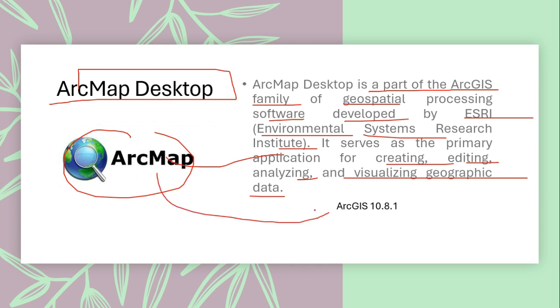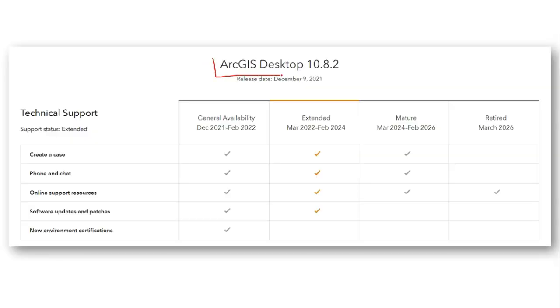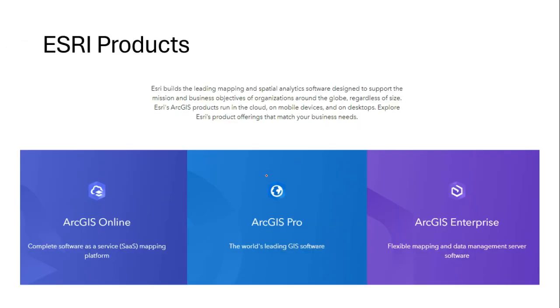The current version of ArcMap is ArcGIS 10.8.1, and ArcGIS Desktop is going to be retired soon; currently we are in its mature phase of retiring. In the mature phase you will get technical support, you can create a case, and get phone and chat support, and you will get online support resources, but ArcGIS Desktop will retire in March 2026, and then you will get only the online support resources. ArcGIS Desktop is retiring soon because it is upgraded into ArcGIS Pro. ArcGIS Pro is the advanced version of ArcGIS Desktop. So Desktop is going to be fully migrated to ArcGIS Pro.